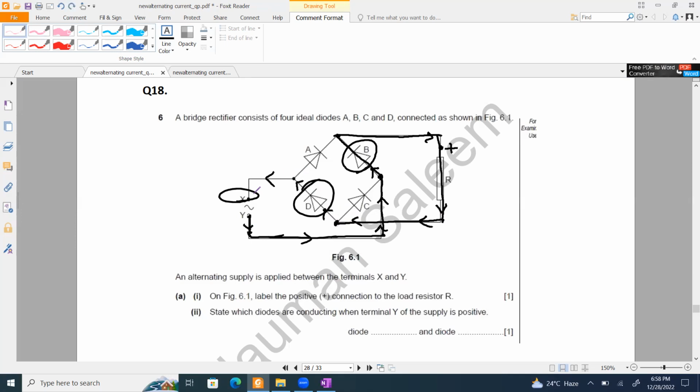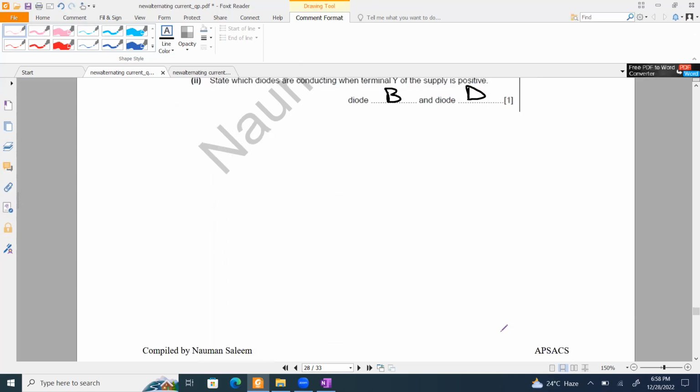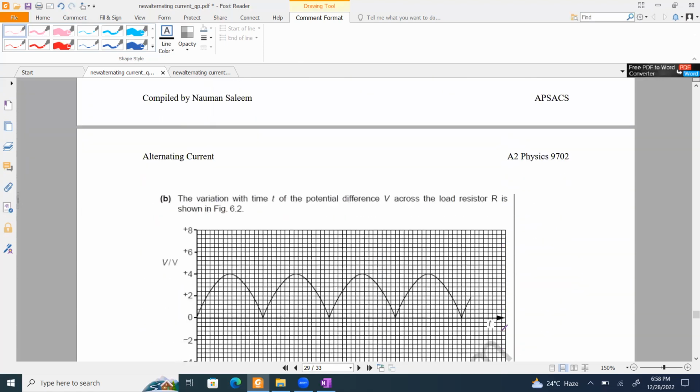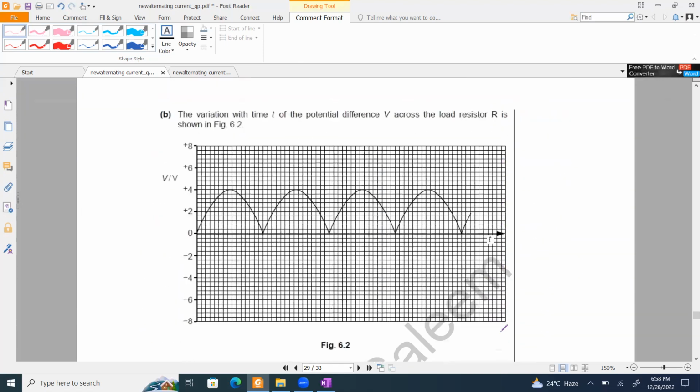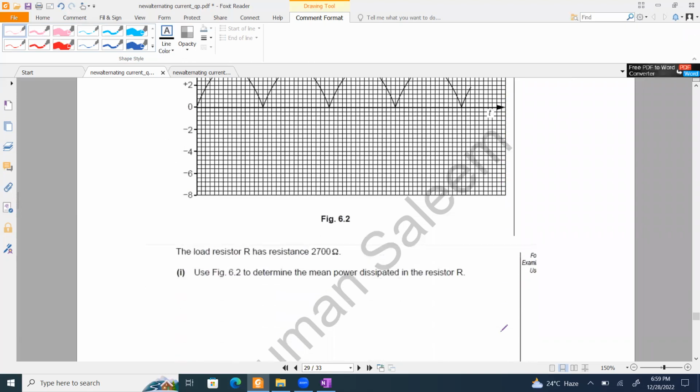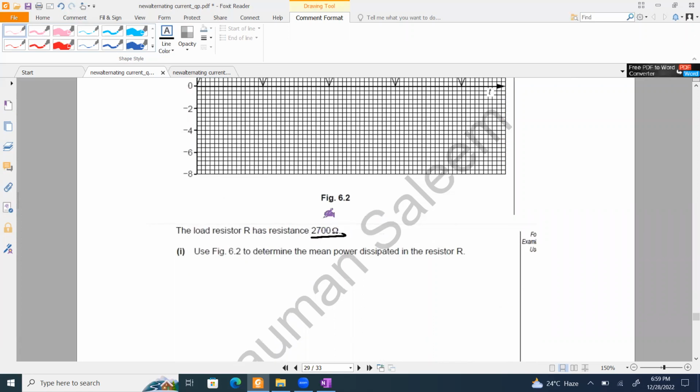Anyway, so the two diodes that are conducting in this situation are B and D. Next thing they ask us is, okay, they have given us the rectified voltage and it's quite clear to us. Now they say use 6.2 to determine the mean power dissipated in the resistor R. This is the value of the load resistance, and they are asking us the mean power.